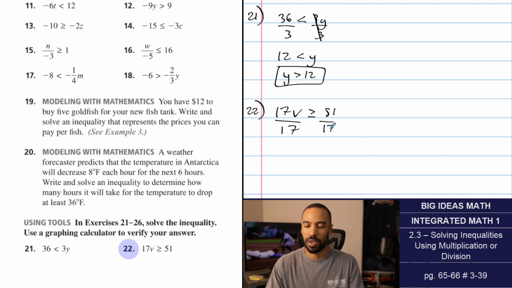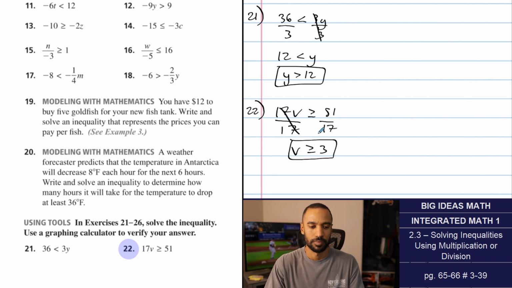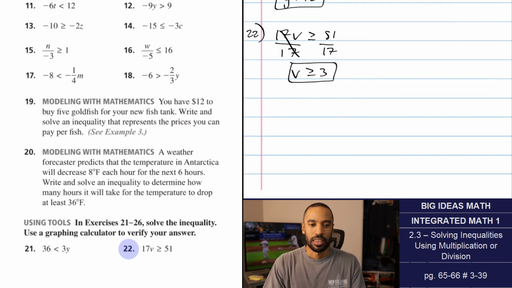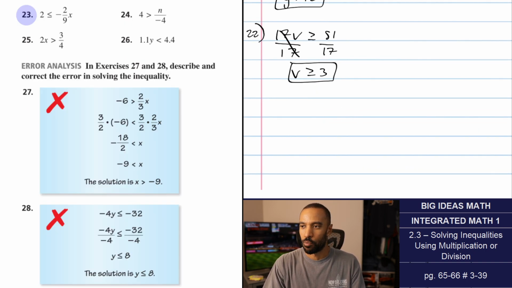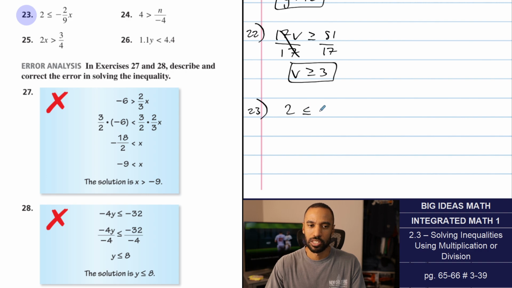If I divide both sides by 17 in this case, I will get v is greater than or equal to 3. And again, they're not asking me to graph. They're saying verify with a graphing calculator, which doesn't necessarily mean graph. Number 23, 2 is less than or equal to negative 2/9 x. Oh, I should have left myself some room.